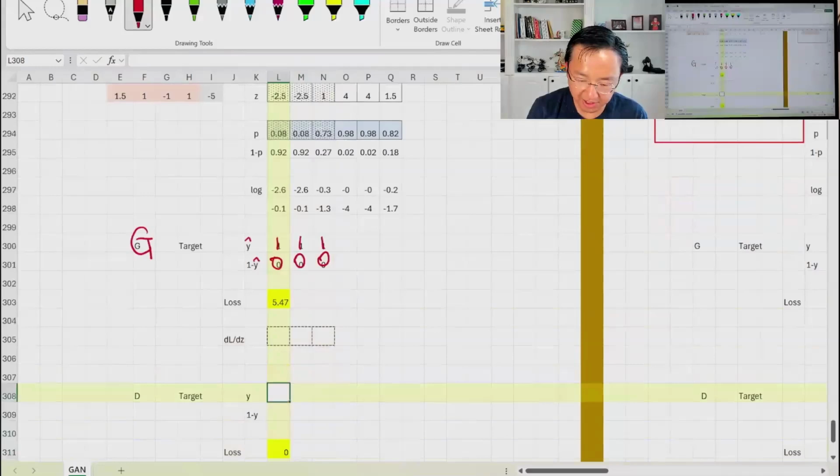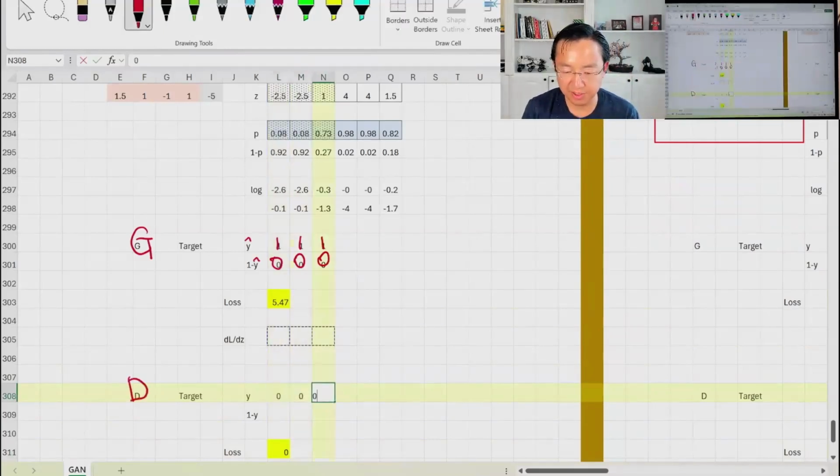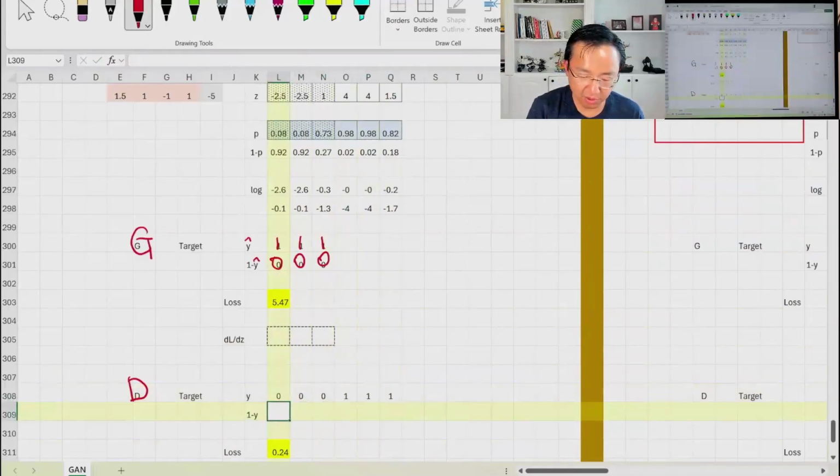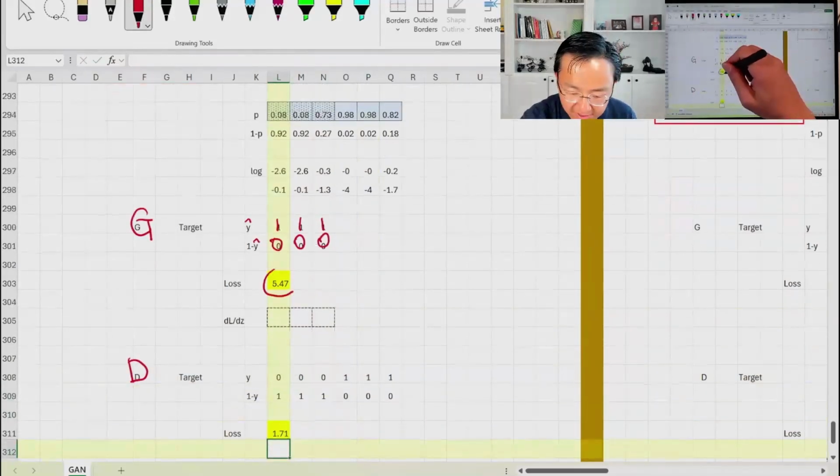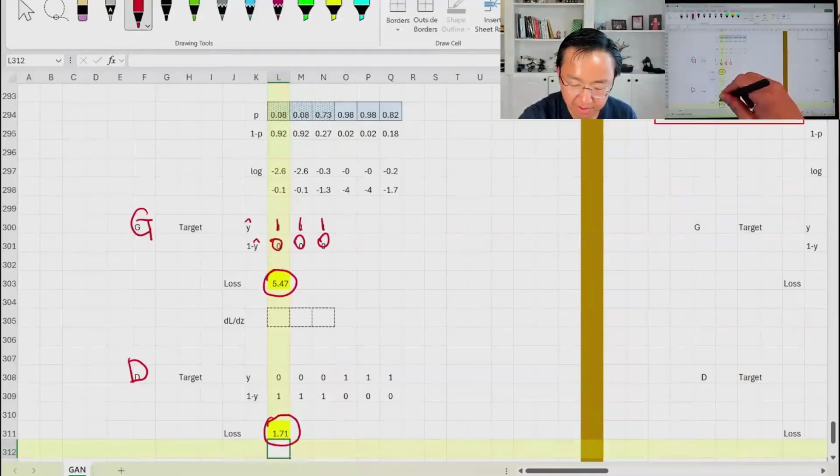I use a slightly different way. For discriminators, the target is actually 0. In this case, I do 6 of these, 3 fake and 3 real. And 1 minus y can just be 1 minus here. I get this, and then I get my loss function. Now it's 5.47 and 1.73.